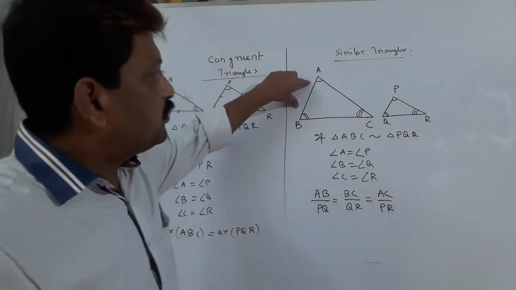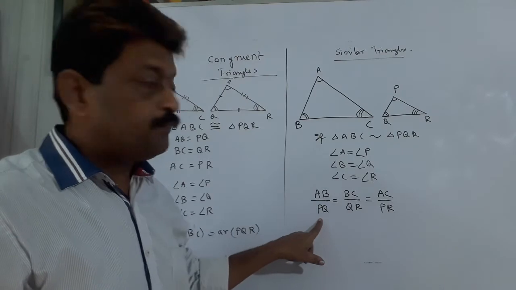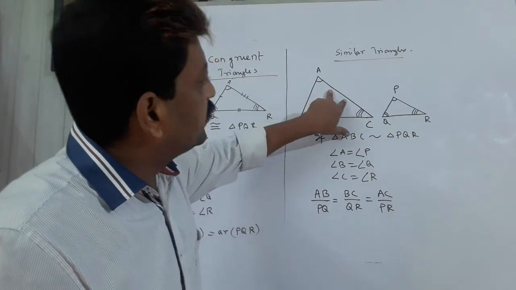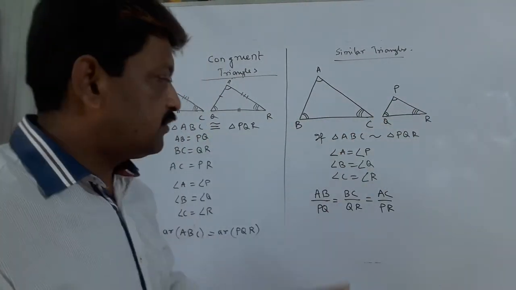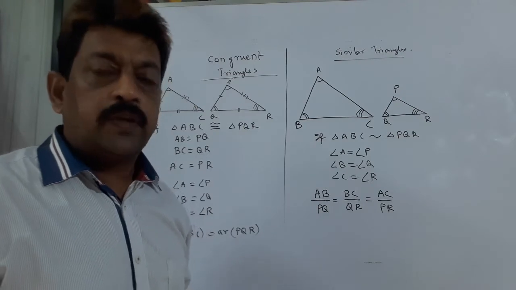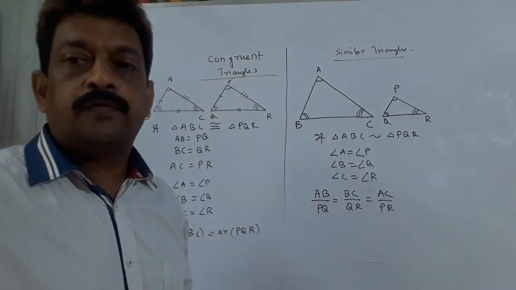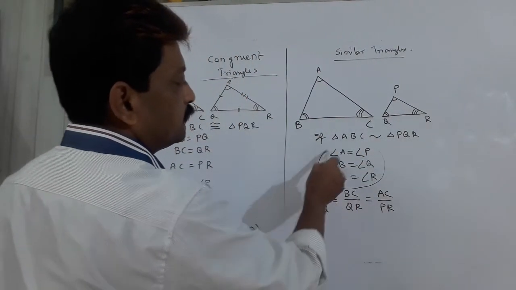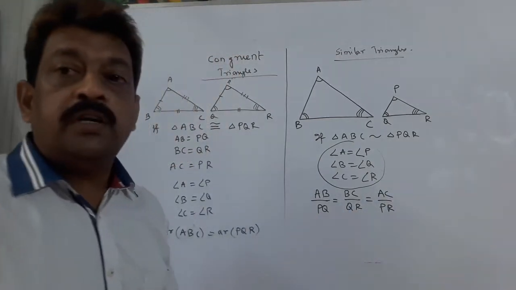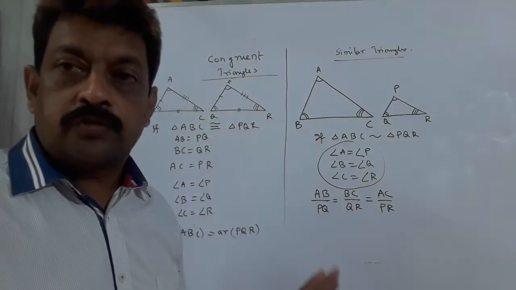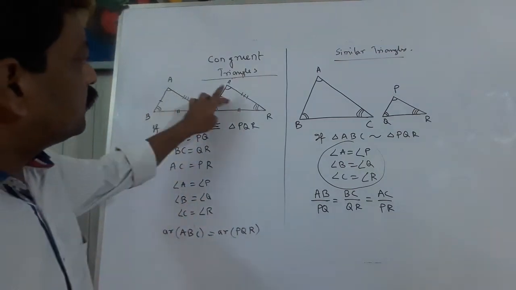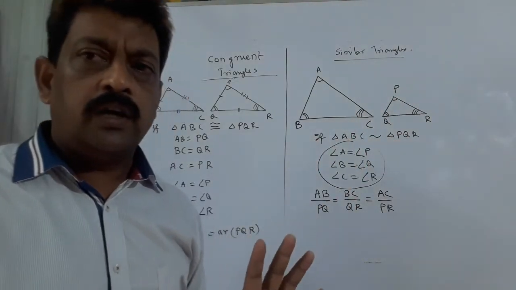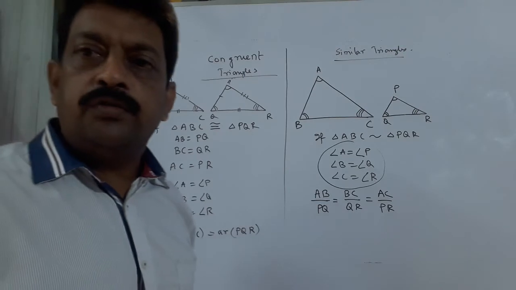Understood? If you find the ratio between AB and PQ, you will get a certain value. Now find the ratio between BC and QR, you will get the same value. And if you find the ratio between AC and PR, that is the corresponding sides, then also you will get the same ratio. Meaning all the sides are proportional. So in similar triangles, the angles are equal, but their corresponding sides bear a constant ratio, that is, the corresponding sides are proportional. As you can see, in the case of congruent triangles the areas are equal, but in the case of similar triangles the areas are not equal. Okay, understood? Hope I am clear to you.